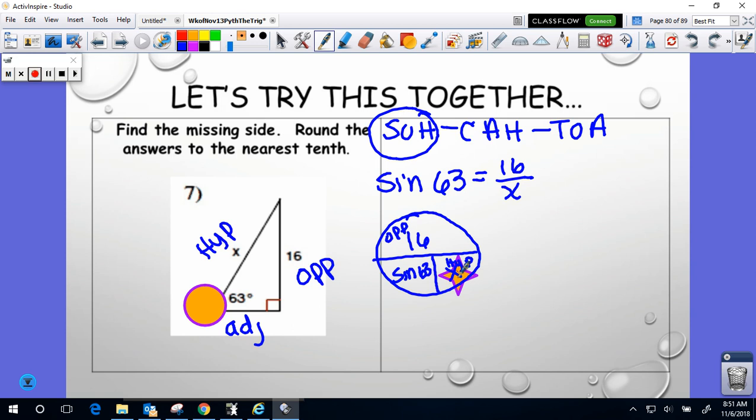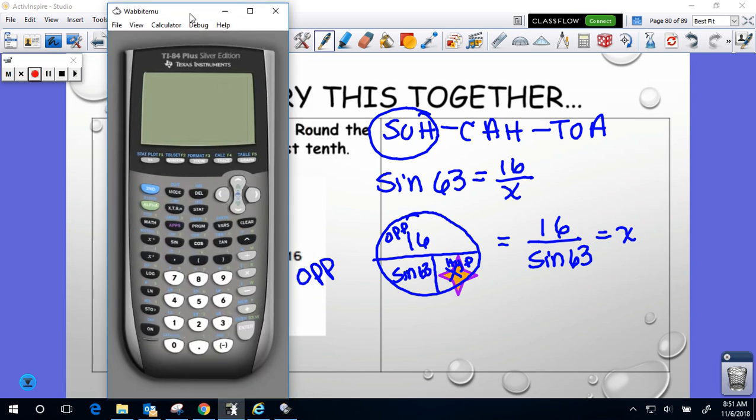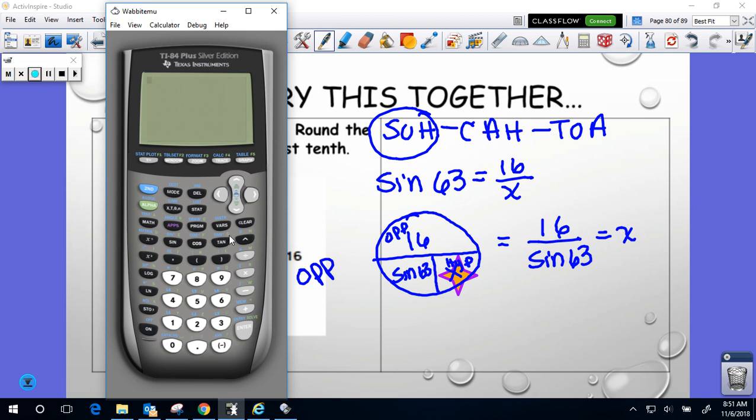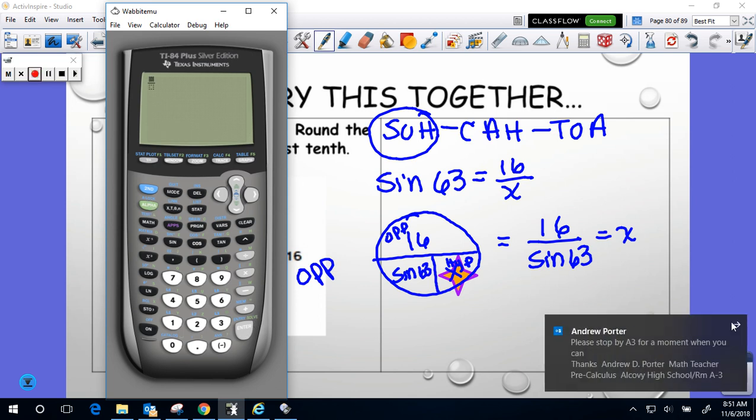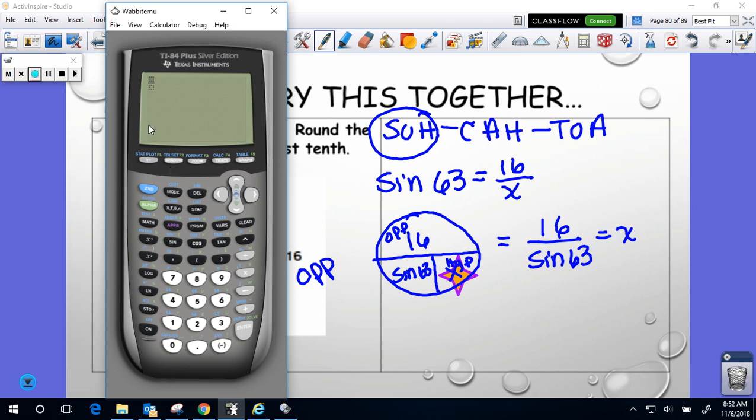So you want to put your finger here because this is what you're trying to solve for. And this ends up being 16 over sine of 63. And that is what x should equal. So you grab your calculator. If you have a scientific one, then you can go ahead and find your fraction key. And your fraction key should look very similar to mine. What I pushed was alpha y equals to get what I needed for the fraction key. So I get 16 over sine of 63 here.